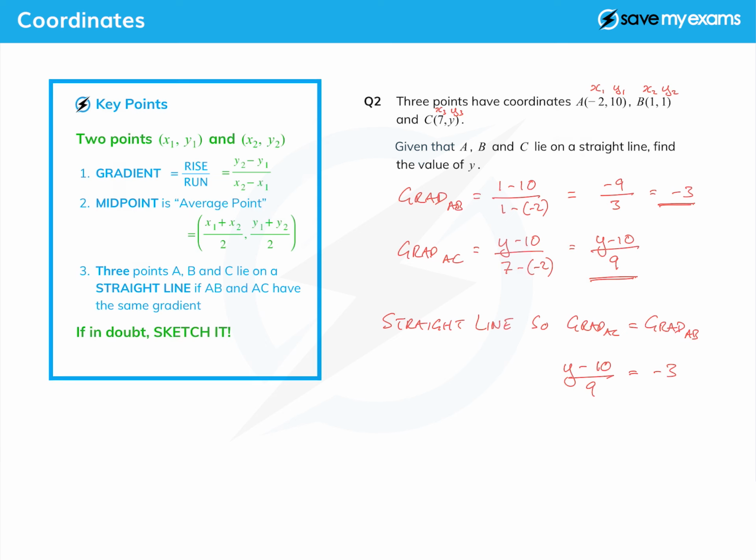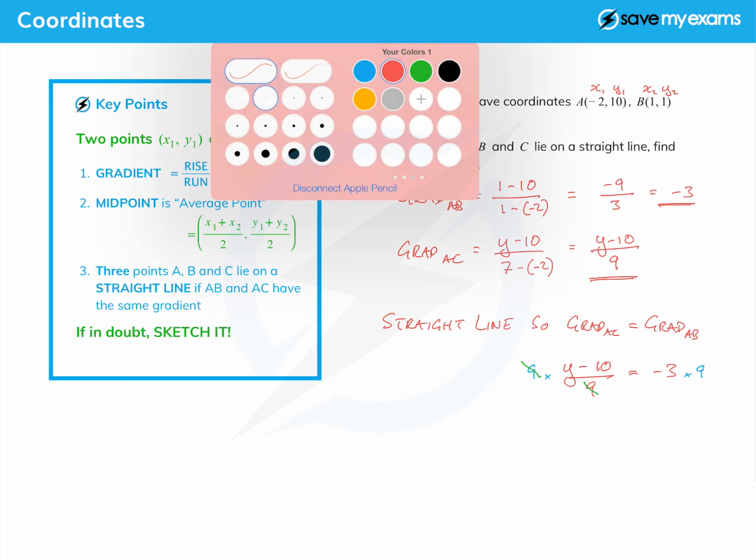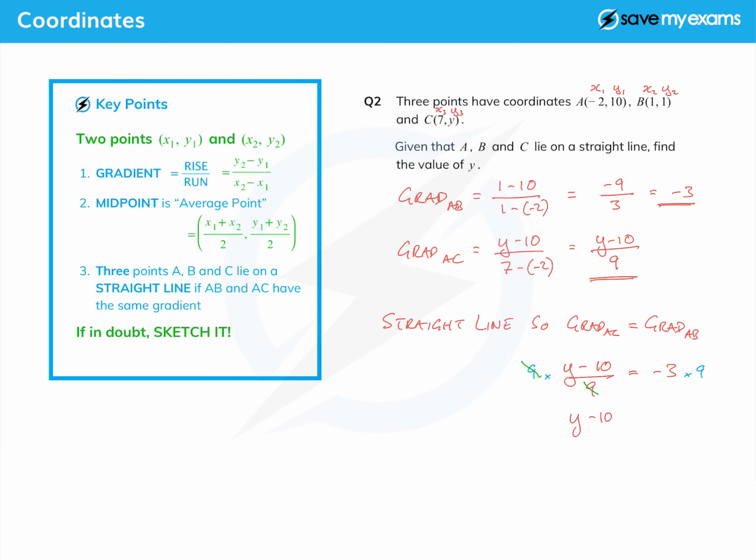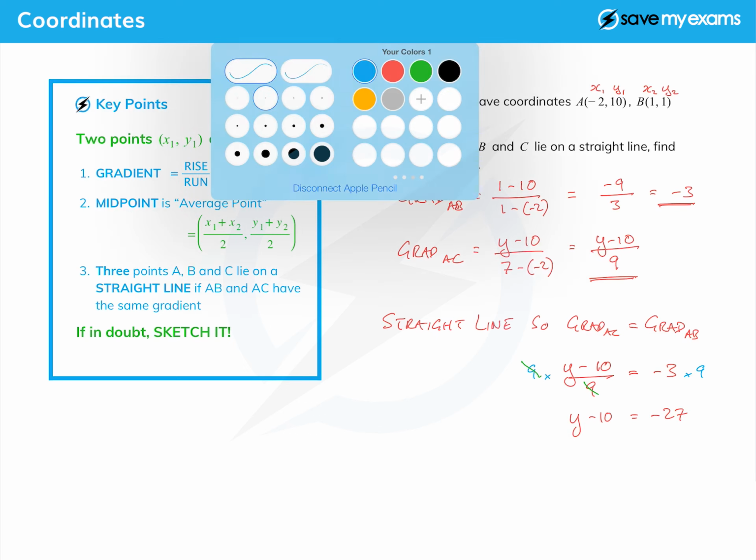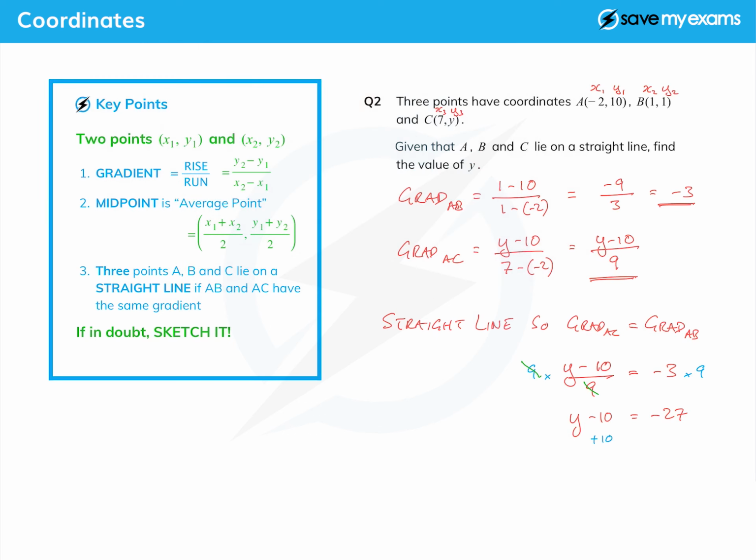And so how do we get rid of the fraction? We multiply both sides by 9 and get the green cancelling pen out. The 9's cancel on the left, and that gives me y minus 10 is equal to minus 27. And then to get the y on its own, we add 10 to both sides, like so, and we get y equals minus 17. And that is that.